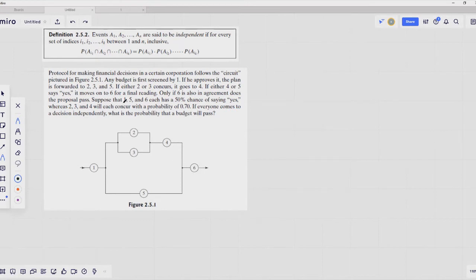Now, 1, 5, and 6 each has a 50% chance of saying yes. So the probability that it will pass through 1 is 0.5, through 5 is 0.5, and through 6 is also 0.5. 2, 3, and 4 will each concur with probability of 0.7. Now, if everyone comes to a decision independently, what is the probability that a budget will pass?